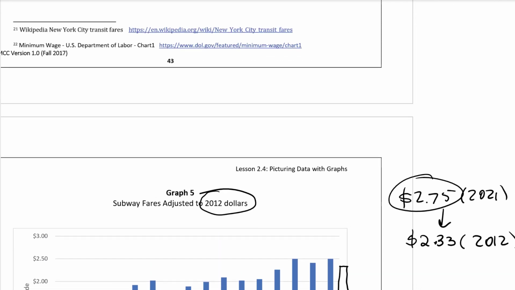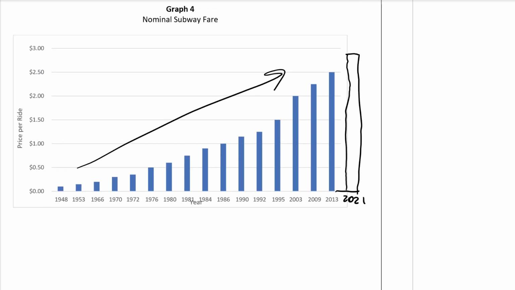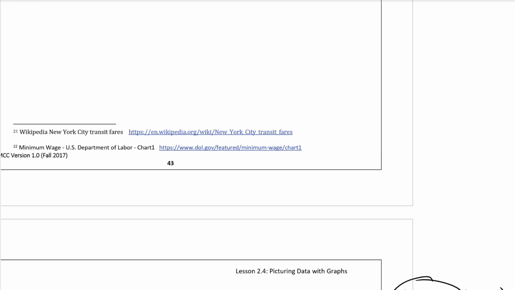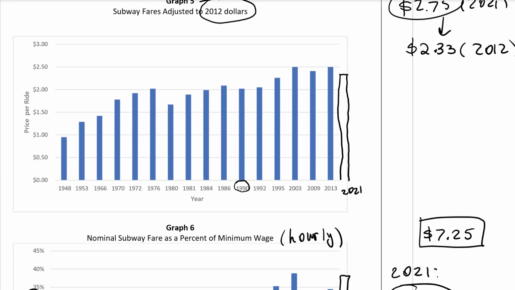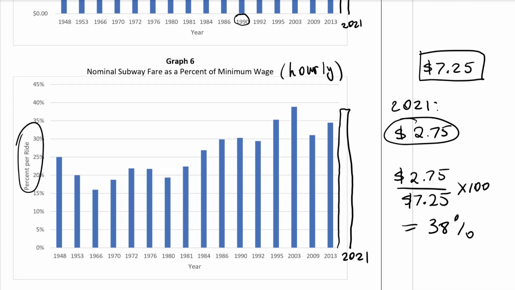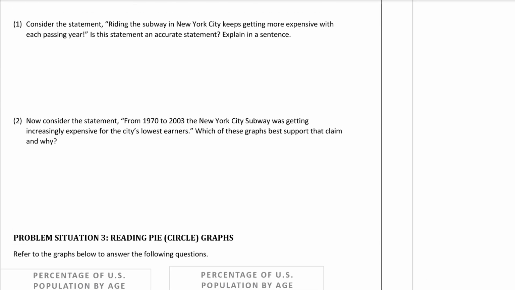So yes, prices have been going up, yes, for everything. But when it comes to adjusting them, here's what you see for the subway ride. Now here's the question being asked. Consider this statement: riding the subway in New York City keeps getting more expensive with each passing year. Is this statement accurate? Explain in a sentence. Let me give you a chance to write your answer.